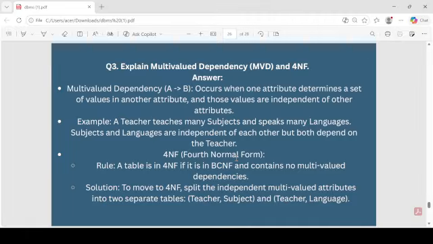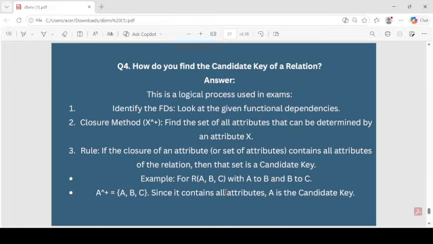Let's talk about 4NF, which is fourth normal form. A table is in 4NF if it is in BCNF and contains no multi-value dependency. To move to 4NF, split the independent multi-valued attributes into two separate tables, like teacher and subject, or teacher and language. So these are MVD and 4NF. The last question of this video will be: how do you find the candidate key of a relation? So let's talk about this.